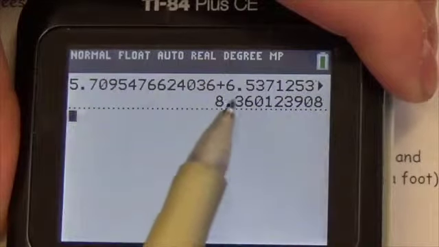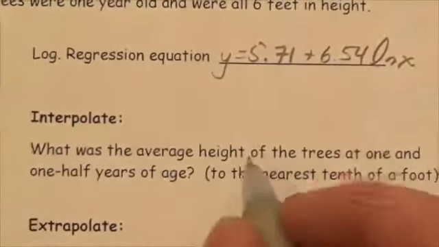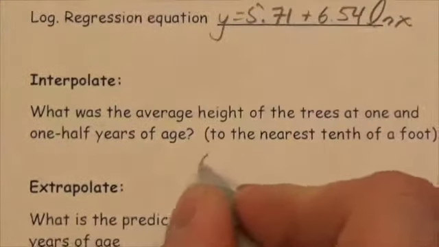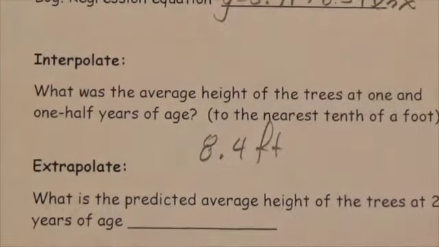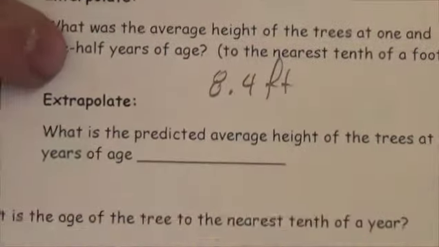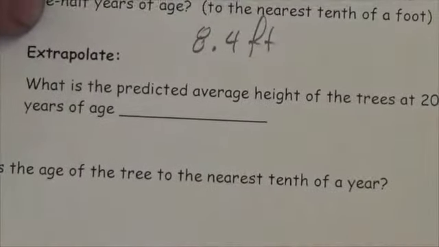And there we go. That's the value of the equation, 8.36. It says to the nearest tenth of a foot, so what do we got here? 8.4 feet. When it says extrapolate, we're going to go beyond that. What is the predicted average height of the trees at 20 years of age?